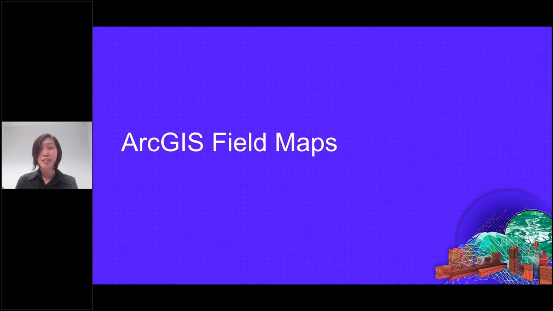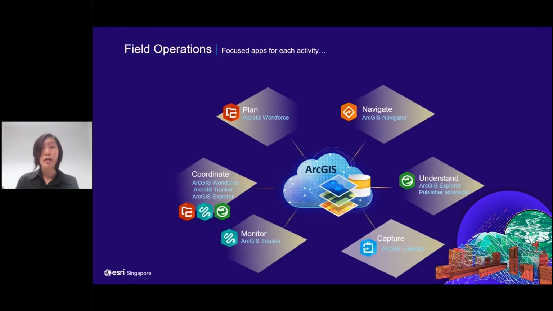Next up on the list is ArcGIS Field Maps. ArcGIS Field Maps is a new mobile app that brings together map viewing, data collection, asset inspection, and location tracking workflows into one integrated application. A typical field operations workflow revolves around these 6 steps. Field work needs to be coordinated and planned.